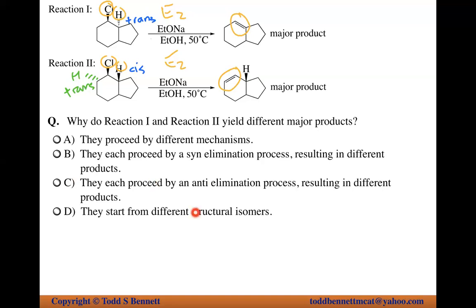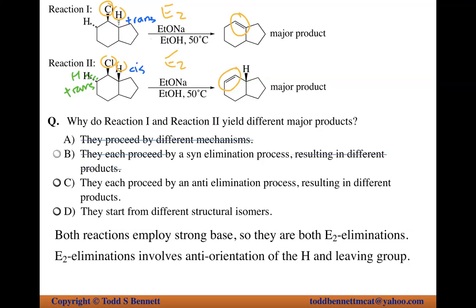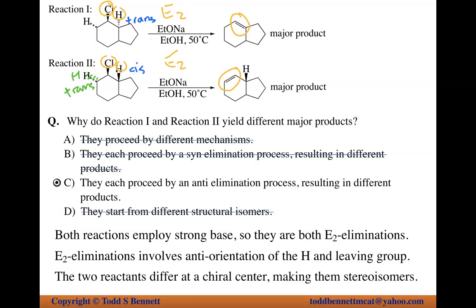They start from different structural isomers. These are stereoisomers, all the same bond connectivity. Difference is a stereocenter here versus stereocenter there. So these two are diastereomers, to be specific. Okay, so they're both E2. They do not go by syn, they go by anti. So best answer, C is in.